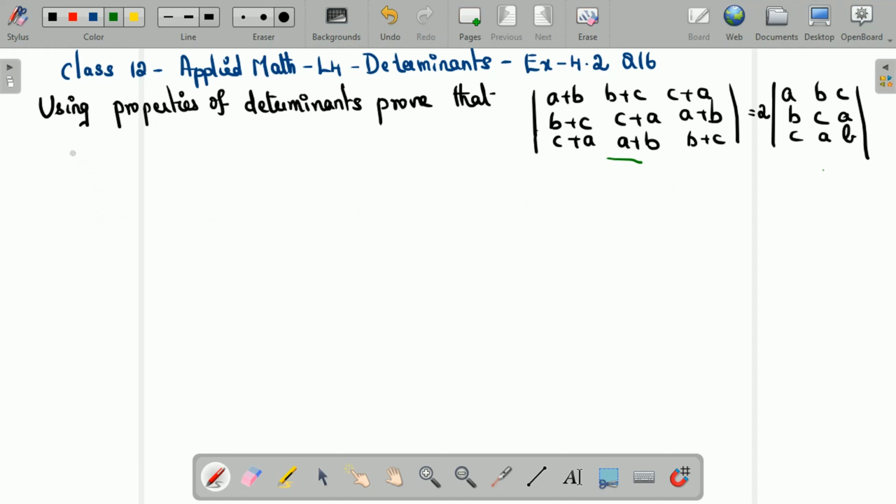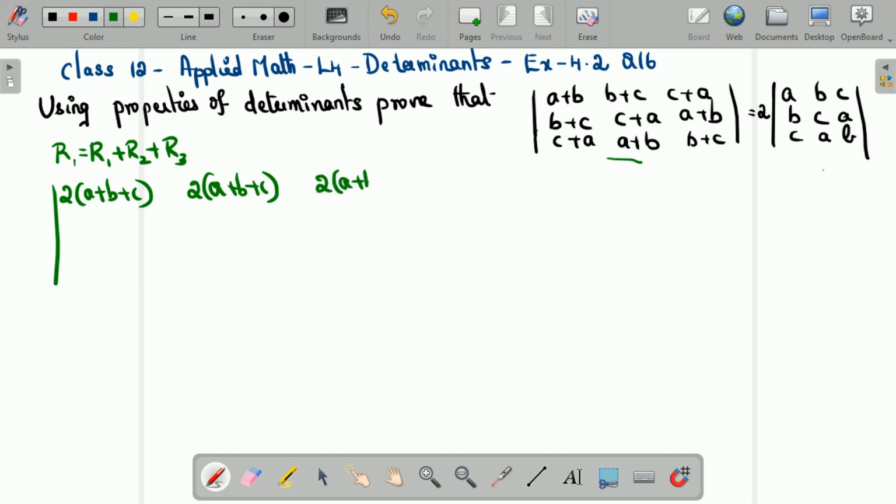So the first transformation that we are going to make here is R1 = R1 + R2 + R3. So let's write out the new R1. This will be 2 times (A + B + C). Every element in this row will be 2(A + B + C), so that the next 2 rows will remain the same. So here it is B + C, C + A, A + B, and in the last row it is C + A, A + B, B + C.